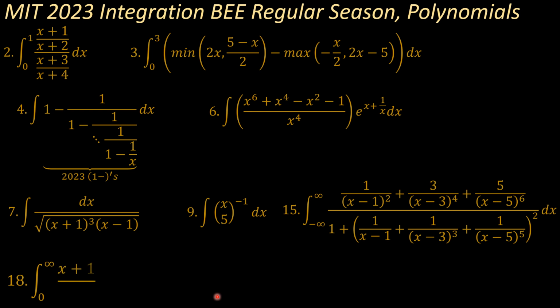And then question number 18 was next, which is x plus 1 over x plus 2, that times x plus 3 over x plus 4 times x plus 5 over x plus 6, continuing all the way to infinity, and that integrating from 0 to infinity. So these are very interesting questions. I hope you will enjoy our solutions to these problems.